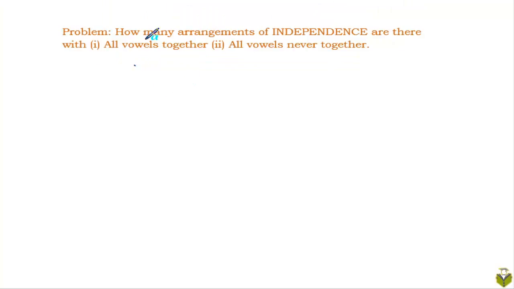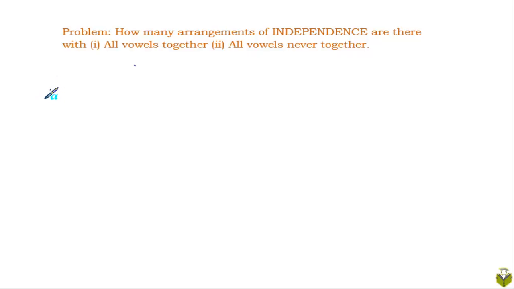So let us look at another problem now in this lecture. Again, we are looking at arrangements of the alphabets in independence. So how many arrangements of independence are there with all vowels together, and secondly, all vowels never together?